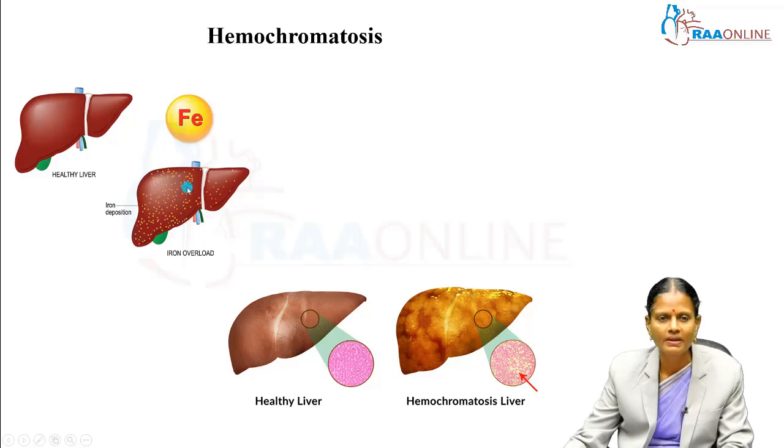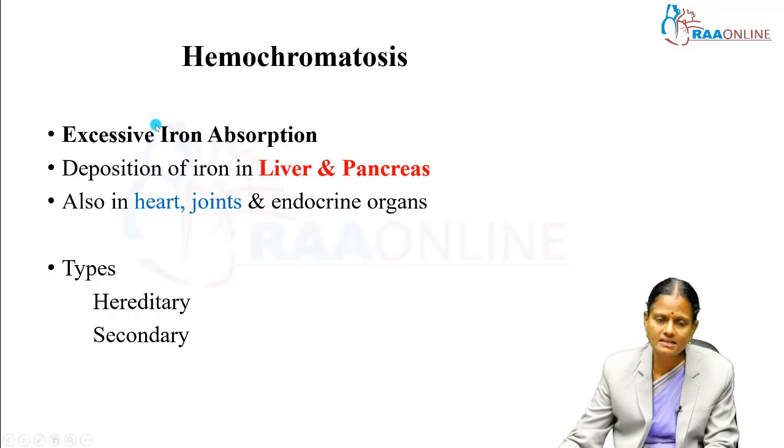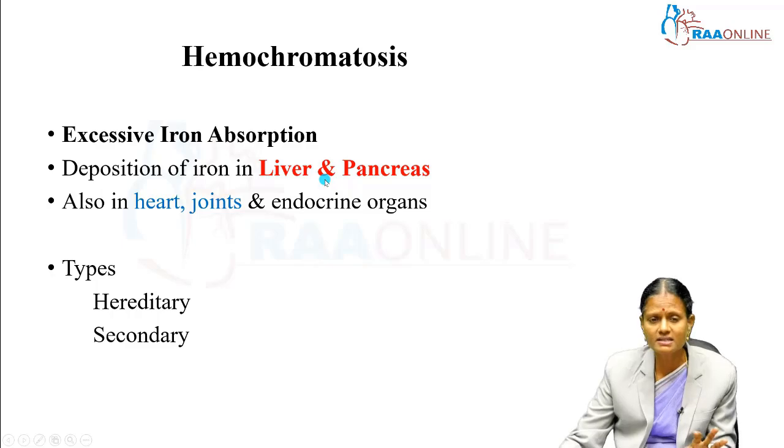This is a healthy liver, and this is iron deposition because of iron overload, hemochromatosis, producing certain specific abnormalities and histopathological features in the liver. In hemochromatosis, there is excessive iron absorption, and this excessively absorbed iron is deposited in main organs like the liver and pancreas, which are the major organs with specific findings in hemochromatosis. It also produces ill effects and damage to the heart, joints and endocrine organs.